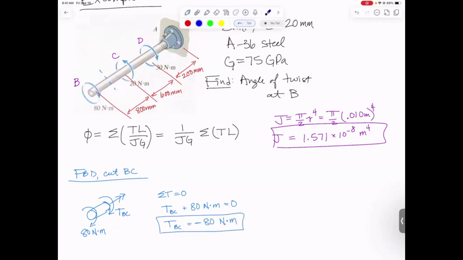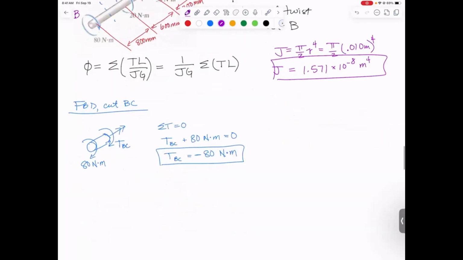So when we sum in this equation right here, we need the ones that are positive to be positive and the ones that are negative to be negative so that we get the right answer when we're done. That's one torque. We need 2 more of them. So let me take a different color. We need to cut in between C and D.